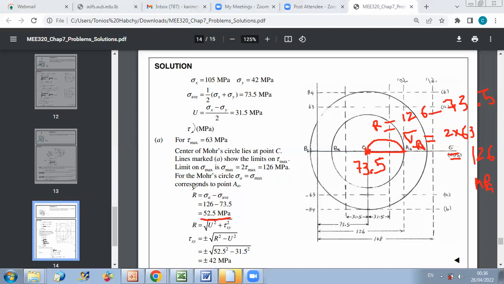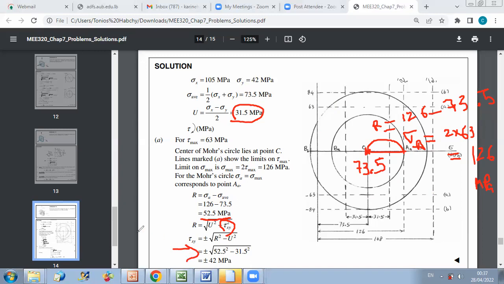We know that this radius can be calculated as the square root of sigma x minus sigma y over 2 squared, plus tau xy squared. We know sigma x and sigma y, and tau xy is our unknown. So then we can determine the value of tau xy. Tau xy is plus or minus 42 megapascal. Okay, now this is the first case scenario.